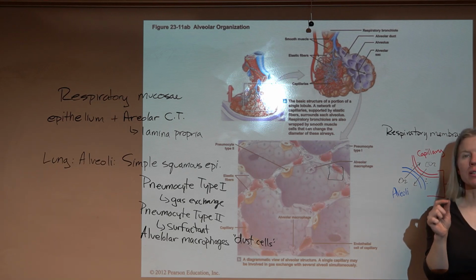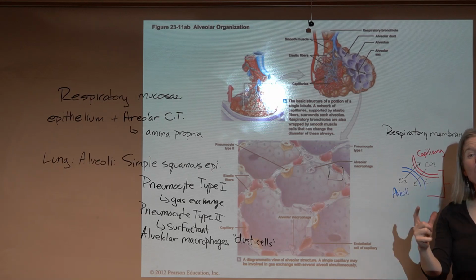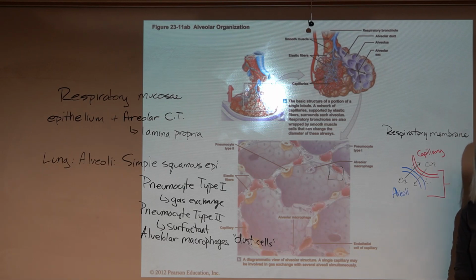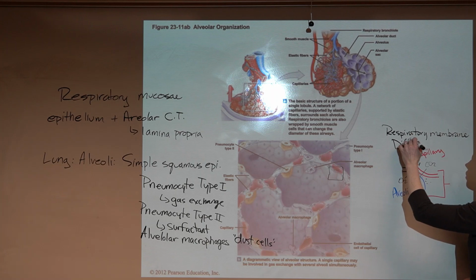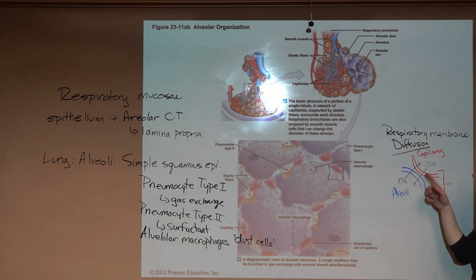What this does for us, this respiratory membrane is tiny, minute, right? We're trying to make very small distances so that diffusion can take place across these very small distances. Diffusion happens much faster when you do that.